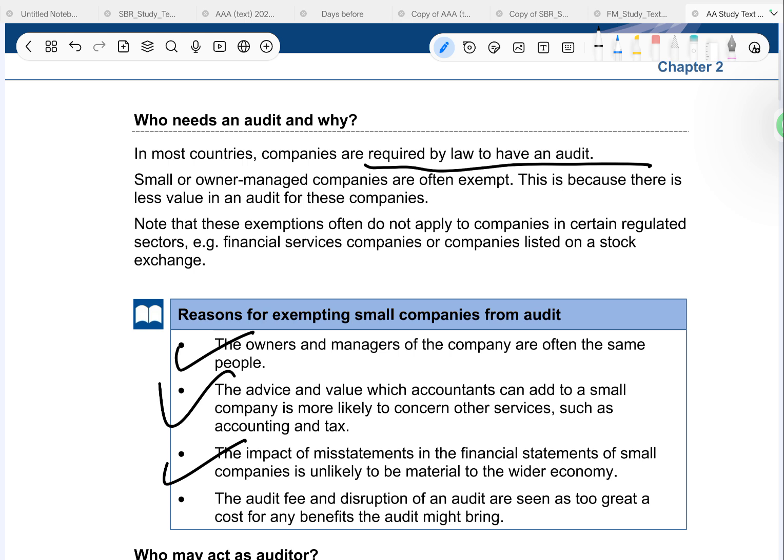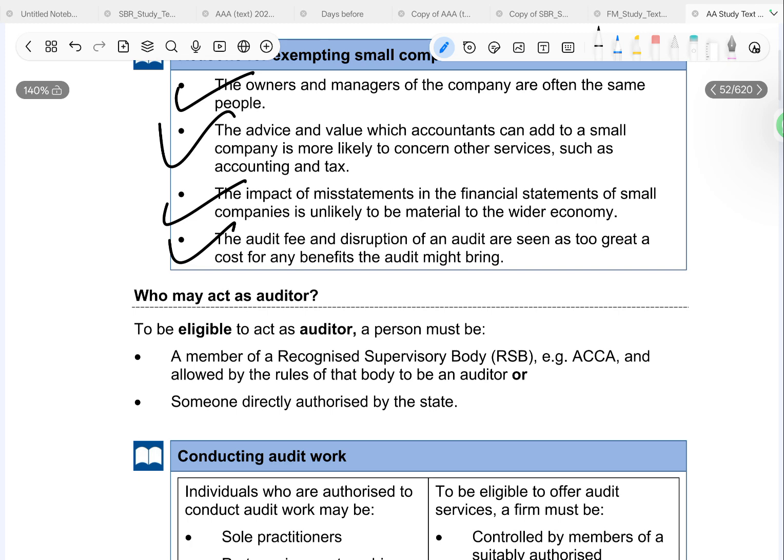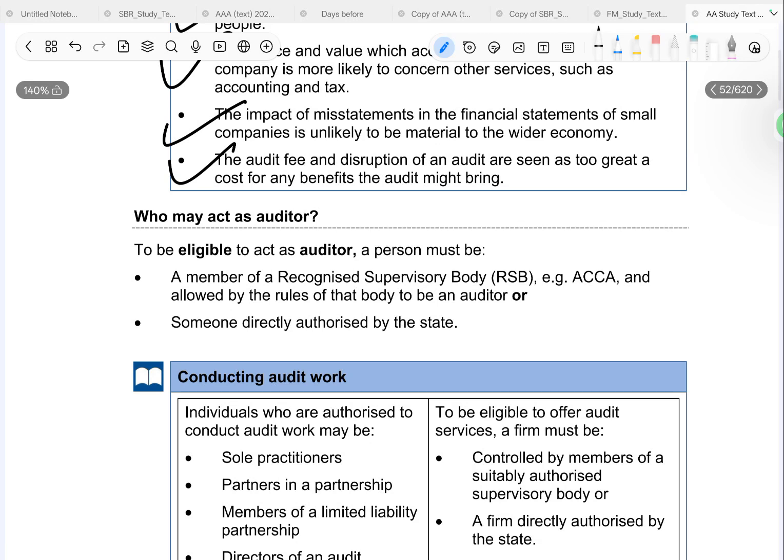And finally, audits can be expensive and disruptive. For small companies, the audit fee and time involved may simply be too costly compared to the benefits they receive. However, there is an important exception here. Even if a company is small, audit exemptions usually do not apply to companies in regulated sectors. For example, financial service companies or companies listed on a stock exchange. These companies deal with public money and investor confidence, so audits are usually mandatory.